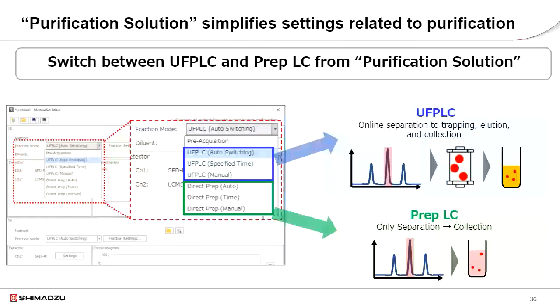Moreover, this system and software can be used not only as UFPLC, but also as a conventional purification LC. Switching between the two modes can be easily done through the software, allowing users to flexibly operate either the conventional purification LC or the online 2D purification system, UFPLC, according to their specific needs. This adaptability enhances the system's versatility and usability in various purification scenarios.